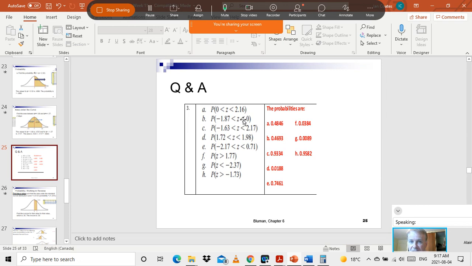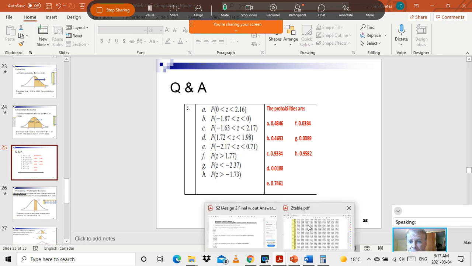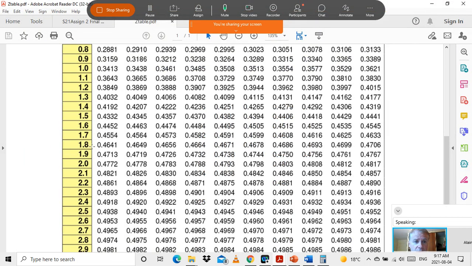48.46. And you'll see here I've got the probability of choosing an apple between negative 1.87 and 0. So everything there is kind of below the 0 line. Is it any different? No. This is negative 1.87. Okay. What do we got here? You just go 1.87. I think that's here.